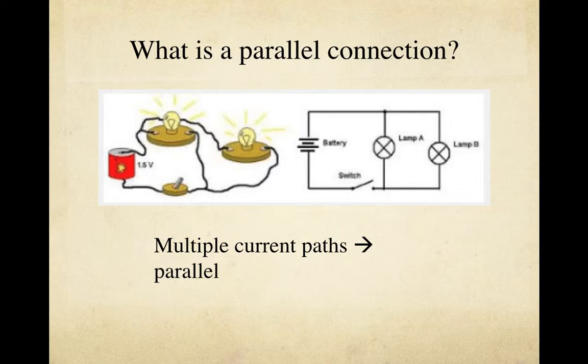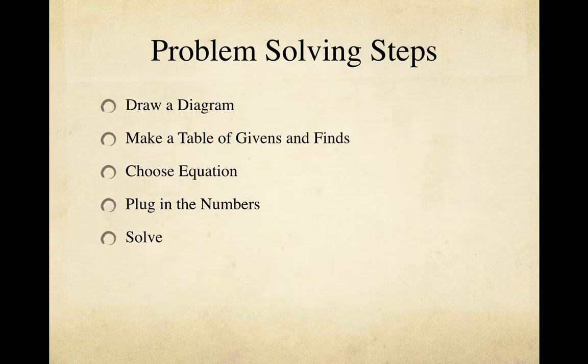Let's try the problem. Oh, first let's figure out what our problem solving steps are. Remember, these are the steps you use to solve each problem. First, two steps involve setting up the problem, and really almost any problem I can give you, you should be able to do the first two steps. You just need to draw a diagram of what's happening and make a table of what you know and what you need to know. Then you're going to choose an equation that best fits your situation, plug in the numbers that you've already organized in the table into that equation, and solve.